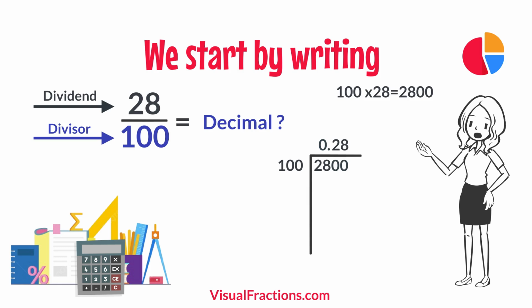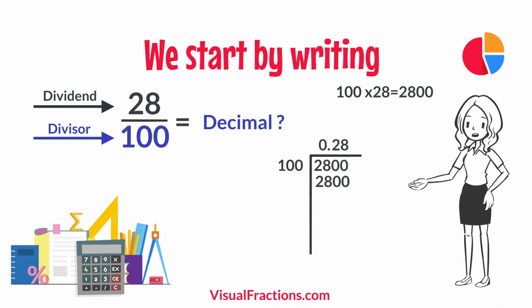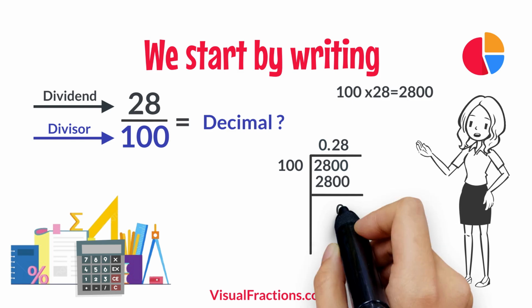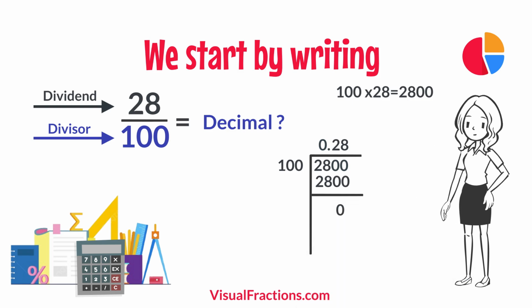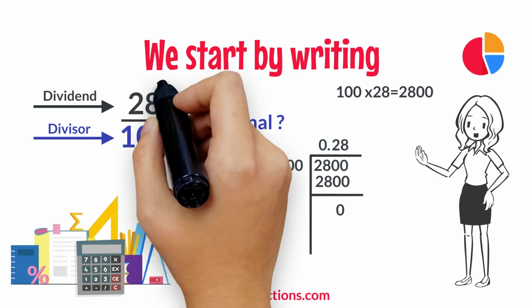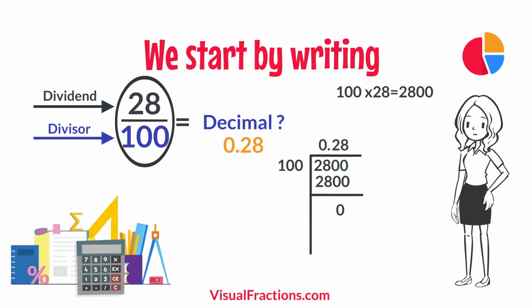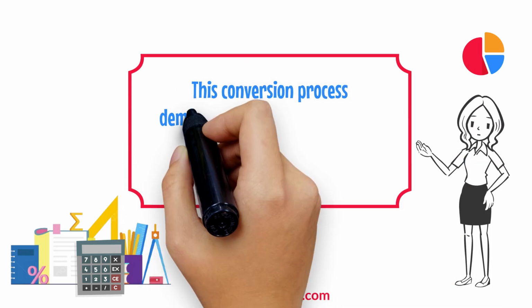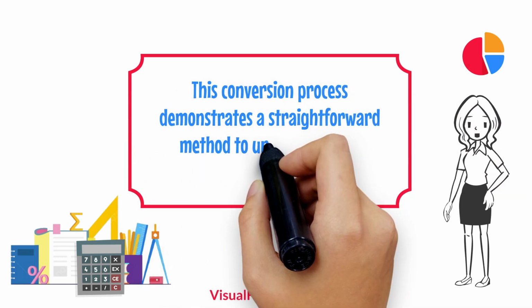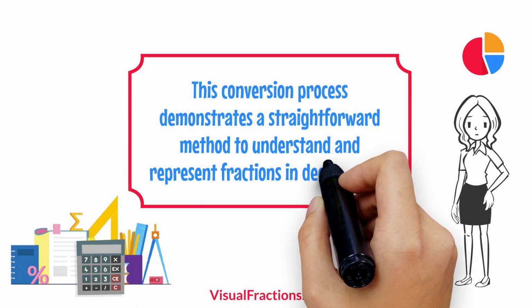Multiplying 28 by 100 gives us 2,800. When we subtract 2,800 from 2,800, we get a remainder of 0. So, there we have it. The fraction 28/100ths converted to a decimal is 0.28. This conversion process demonstrates a straightforward method to understand and represent fractions in decimal form.